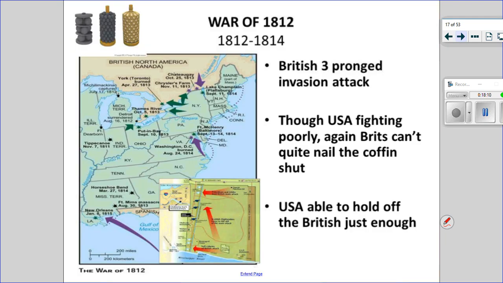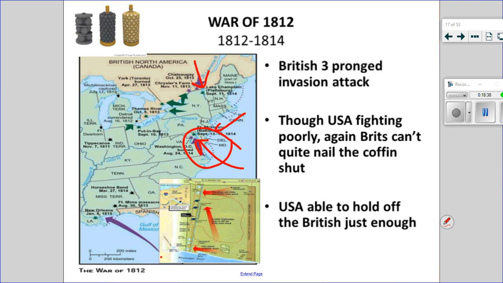So the British are going to attempt a three-pronged attack, basically a three-pronged invasion. This one right here is where they end up just burning the White House. By the way, it's during this particular aspect of the campaign that there is a battle at Fort McHenry, and that is where Francis Scott Key writes the Star Spangled Banner, the national anthem.